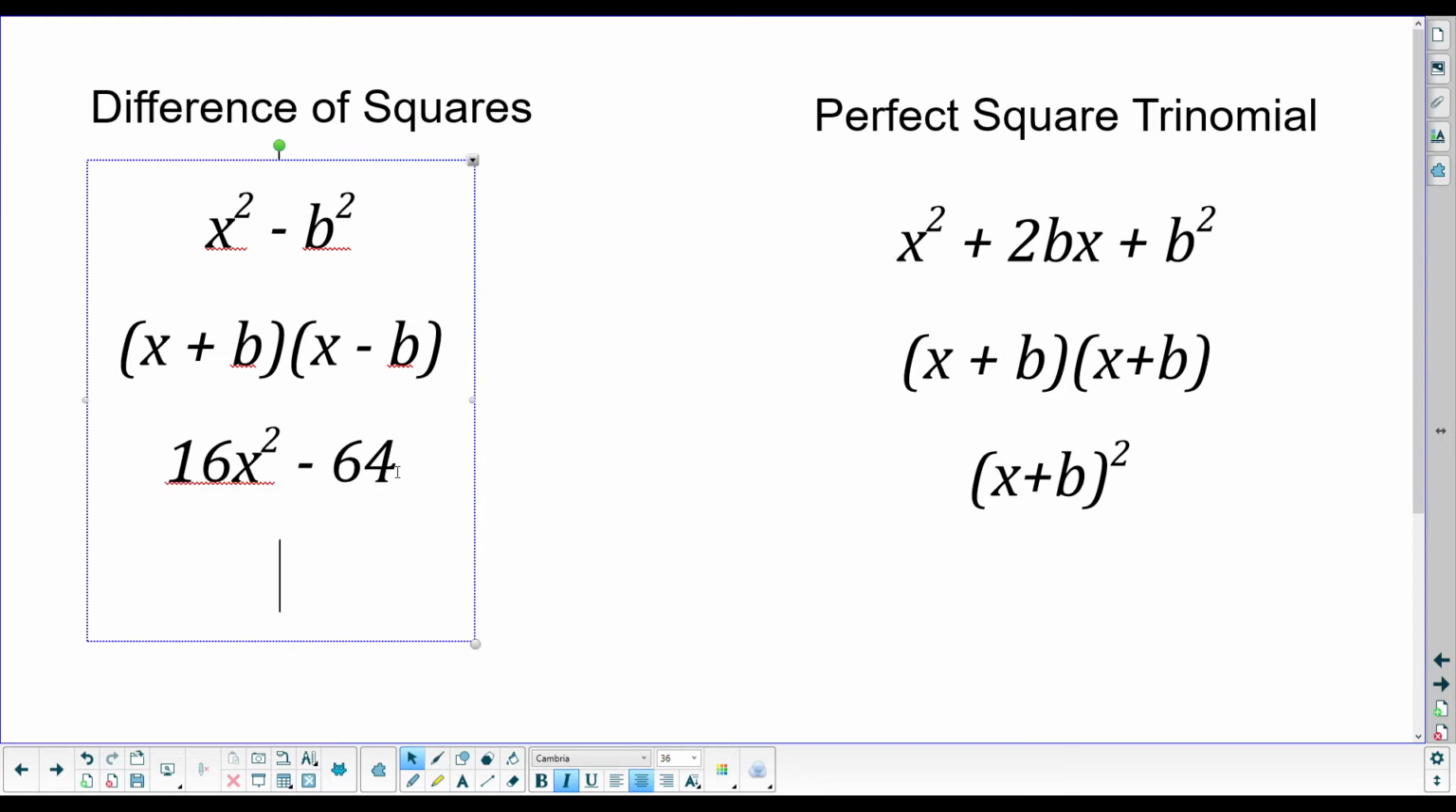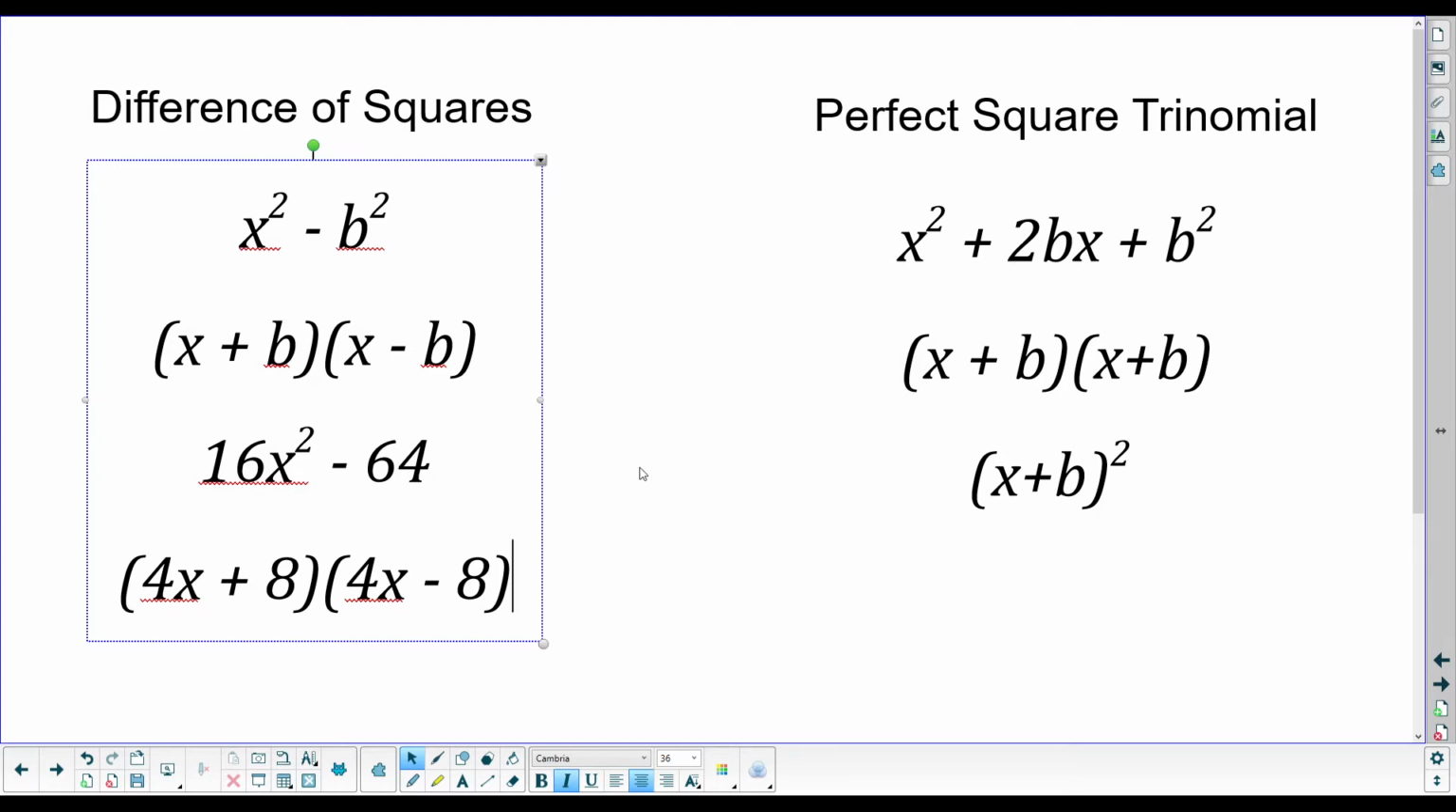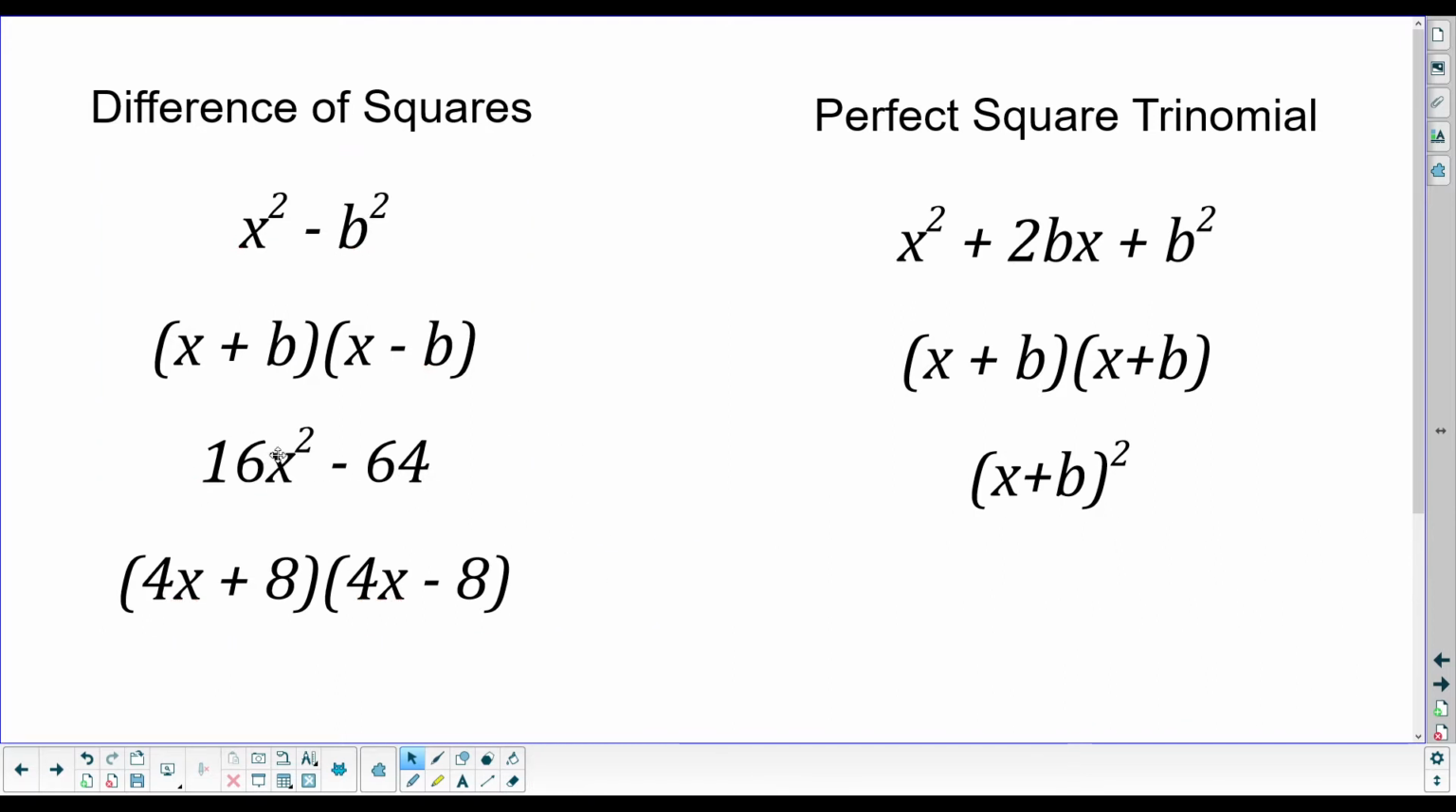So the way that that factors out is, well, I take the square root of 16x squared, and that's going to be 4x. And the square root of 64 is 8, so I'm going to have 4x plus 8, and 4x minus 8. So very simple to factor out if we can see that pattern in there. Okay, I've got a perfect square in the first, I've got a perfect square in the last term. There's no middle term, and I'm taking a difference.